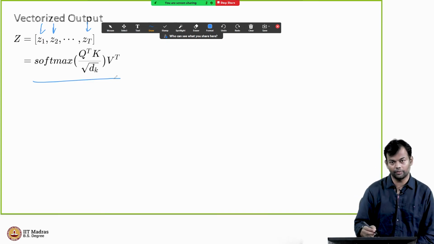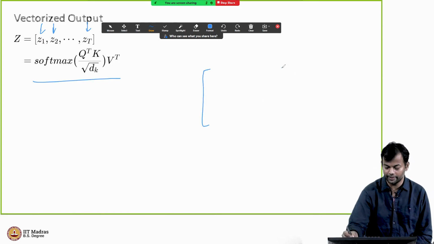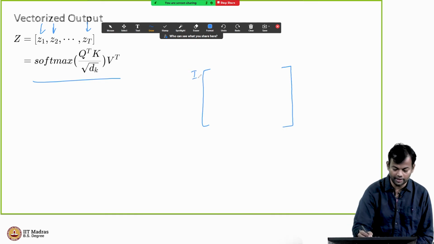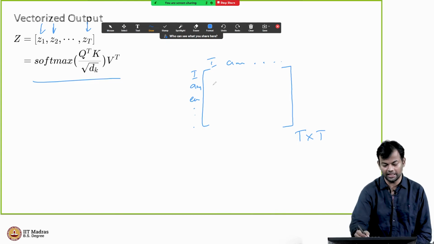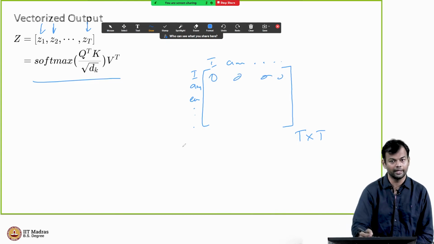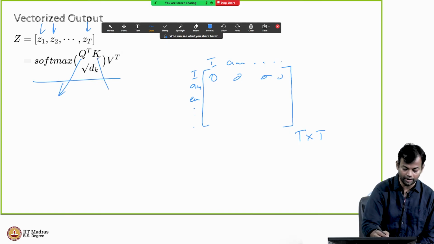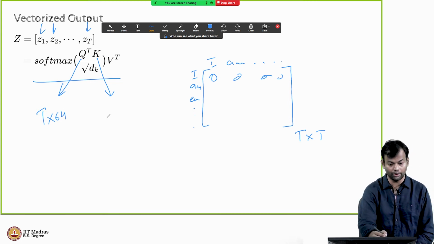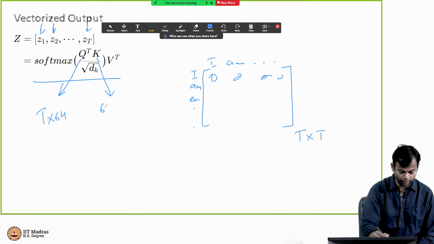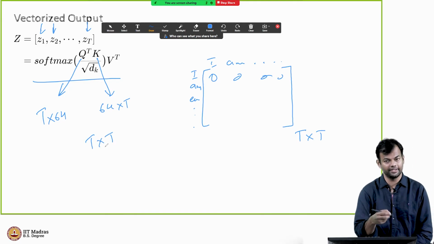How does that make sense? So what did I want? If you remember, I had started with this wish list that I had these words, I am enjoying blah blah, and then I am enjoying blah blah. So this was a T cross T matrix, right? So I had to compute this T cross T attention matrix. Is that what is happening here? Indeed. So if you remember, Q was 64 cross T, so Q transpose would be T cross 64, and K was, sorry, 64 cross T. So when you are multiplying these two matrices, you are getting a T cross T matrix, which is essentially the attention matrix.